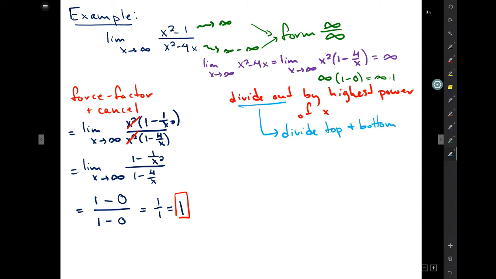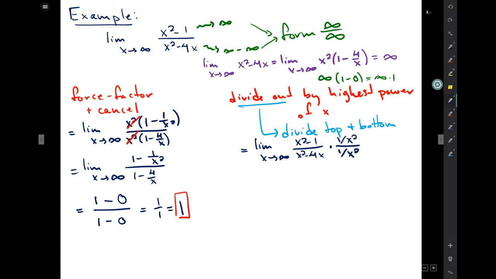And why is this legal? Because really, it amounts to just multiplying by 1. So let me write this down for you, and you'll see what I mean. So I have my x squared minus 1 over x squared minus 4x. The highest power of x is x squared. So I'm going to divide everything on the top by x squared, multiplying by 1 over x squared. That's what I end up doing.